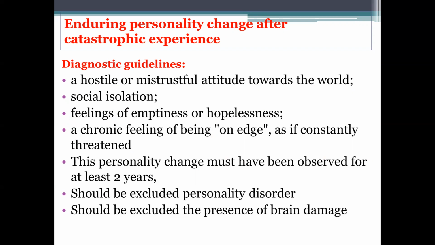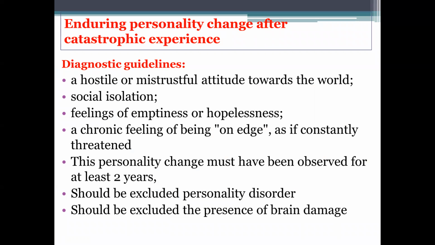Here you can read more of the main diagnostic guidelines. For example, after catastrophic experience, these are the diagnostic signs. If we have these signs, we can write this diagnosis. It is a hostile or mistrustful attitude towards the world, social isolation, feelings of emptiness or hopelessness, a chronic feeling of being on edge, as if constantly threatened, usually with a duration of at least 2 years, and we must exclude personality disorder and exclude the presence of brain damage. After that, we can write it is enduring personality changes.